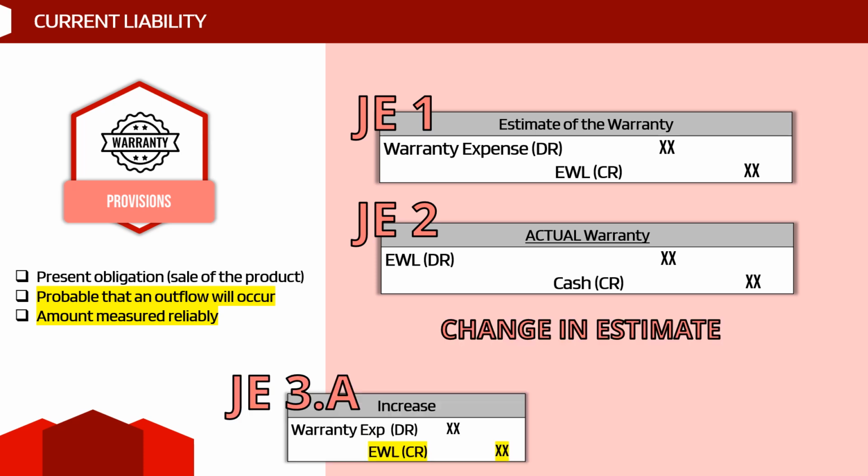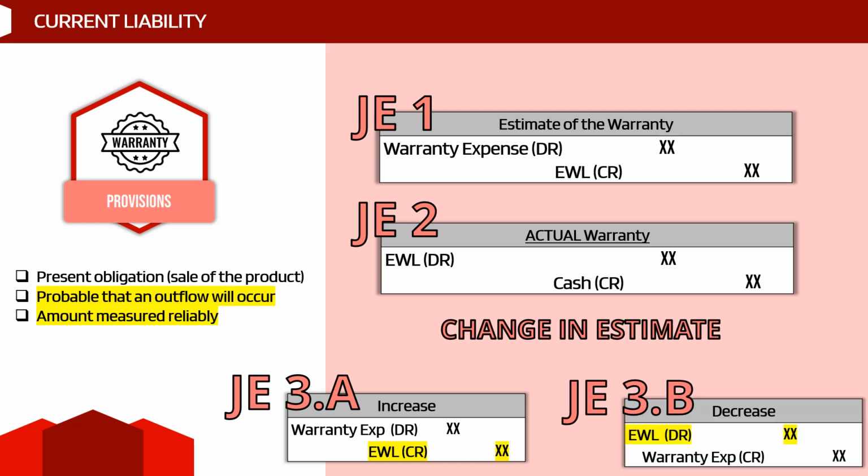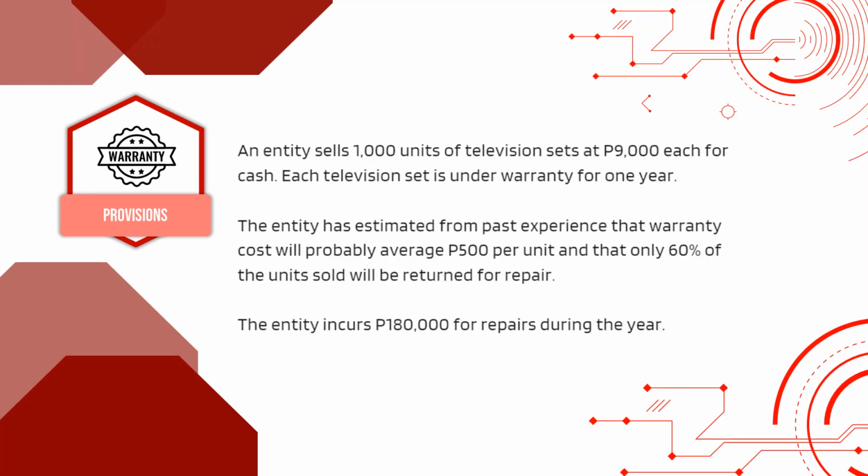And then, either mag-adjust ka ng EWL for any other change in estimate. So, pag tumaas yung estimate, credit EWL. Pag bumaba yung estimate, debit EWL. Right? So, to further understand this, let's look at this example.